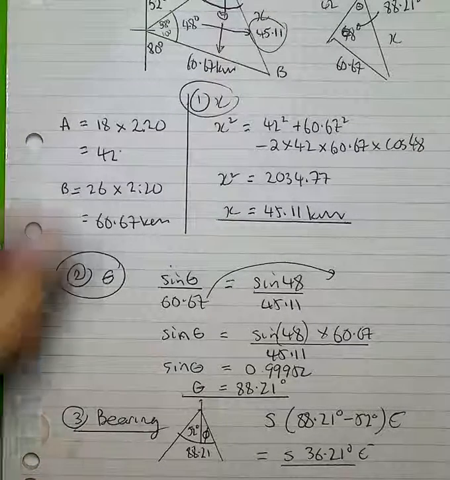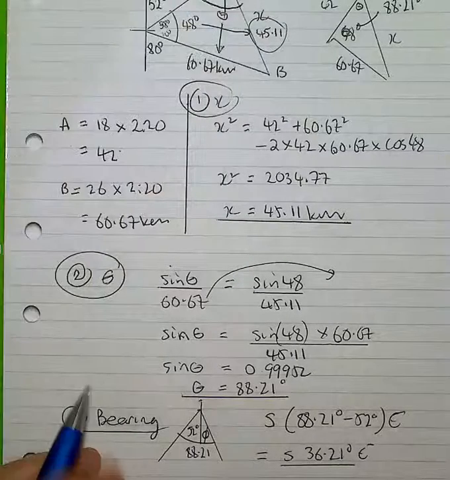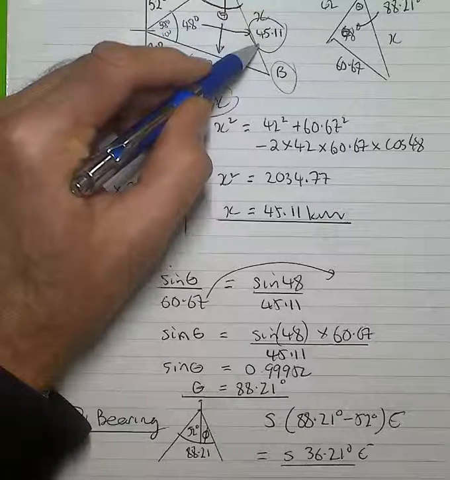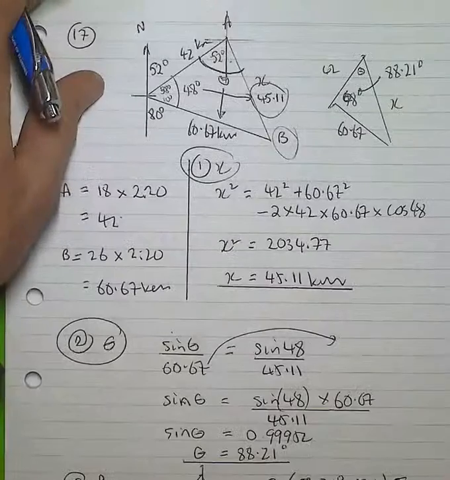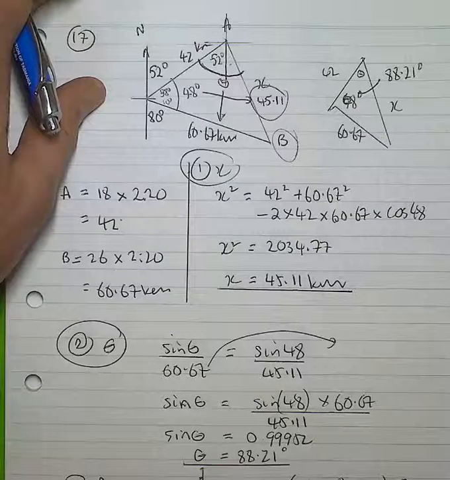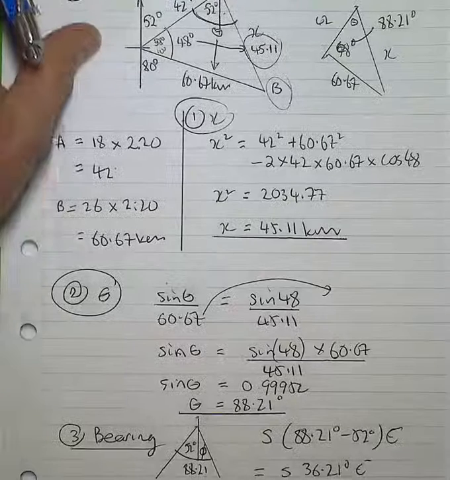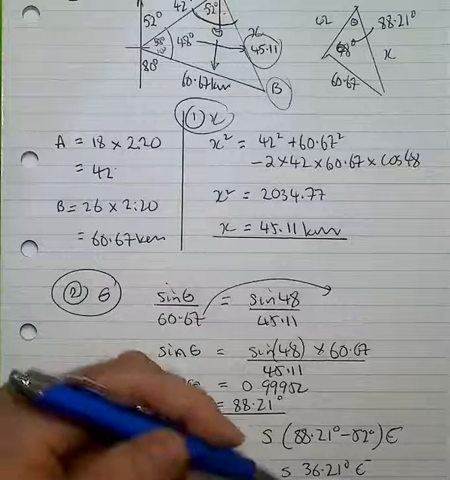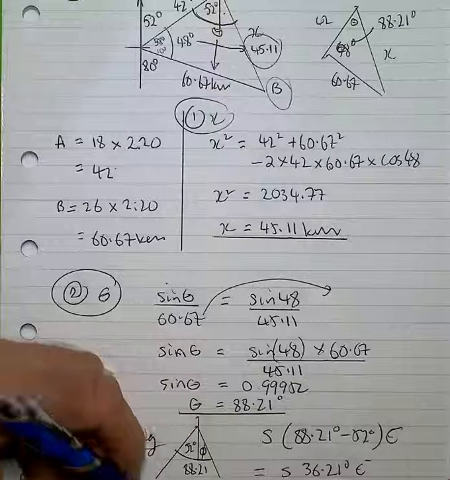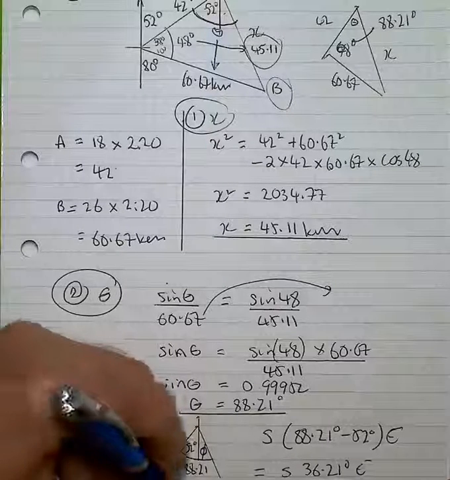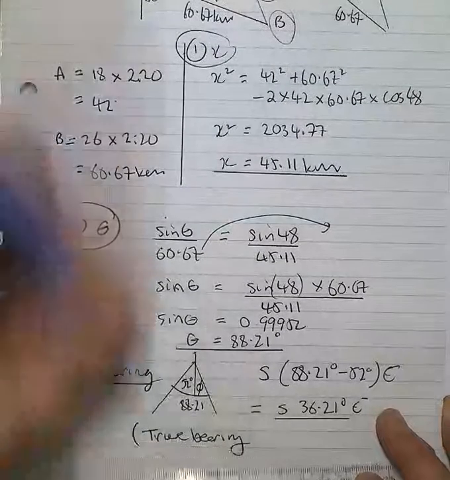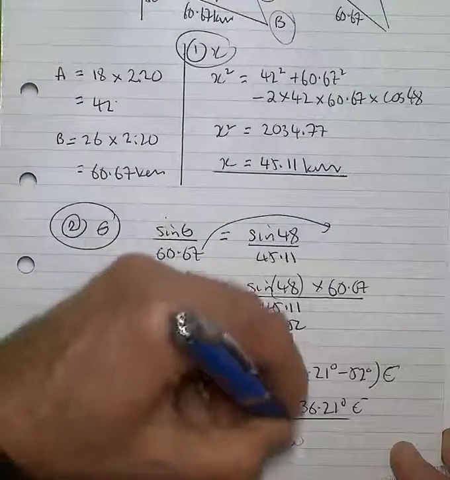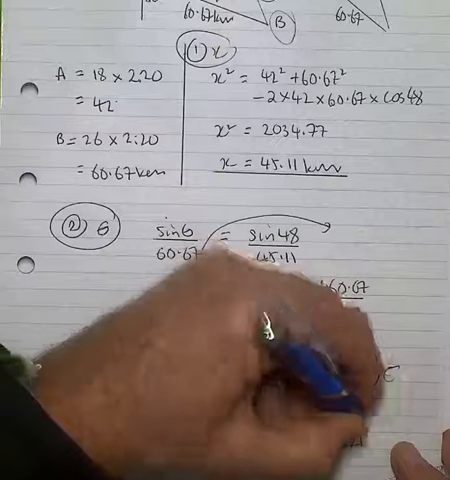So in other words, at the end, I can say that boat B is 45.11 kilometres from boat A, at a bearing of 36.21 degrees. Now the question hasn't asked me to do it, but if I want the true bearing, then that would be simply 180 take the 36.21 degrees.